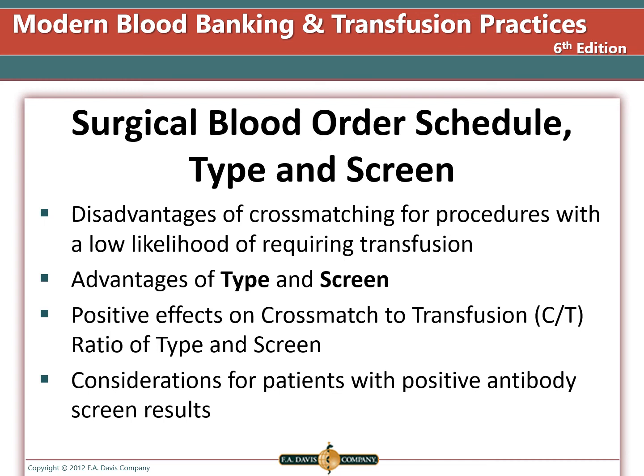If someone has a type and screen done with a negative screen, the cross-match can be done rapidly enough if units are required. If an antibody screen is positive, then the antibody should be identified and compatible units cross-matched at AHG.